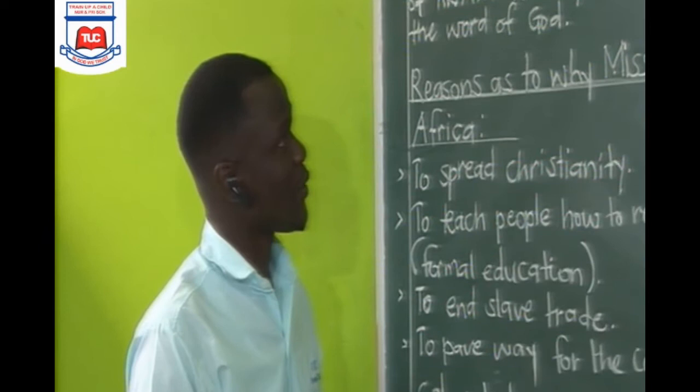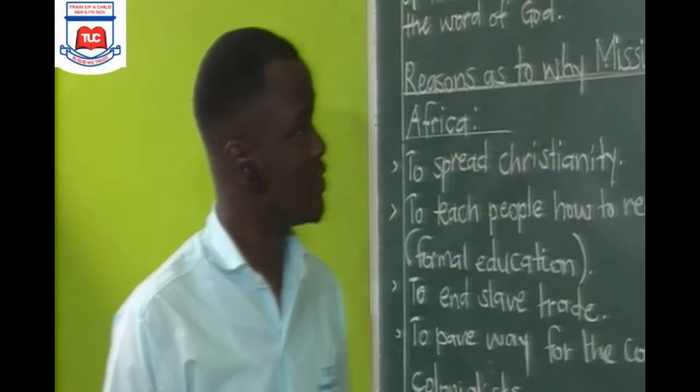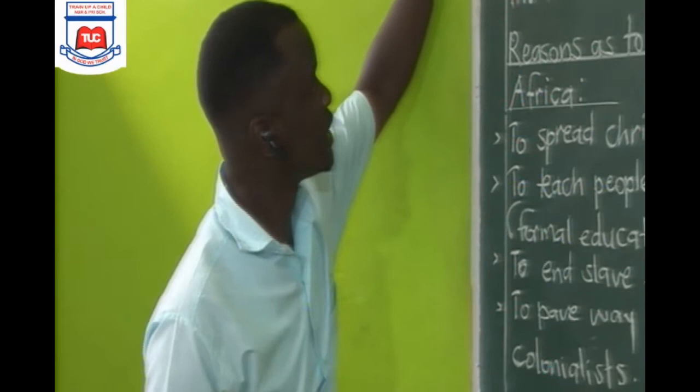Today we are going to be looking at yet another group of foreigners that came to Africa. Having looked at the traders, today we are looking at the missionaries as our subheading. So we are going to understand this group of foreigners that came to Africa, that is, the missionaries.